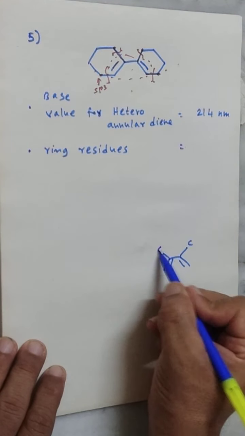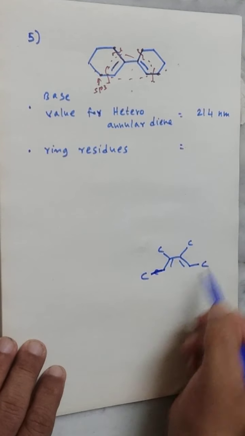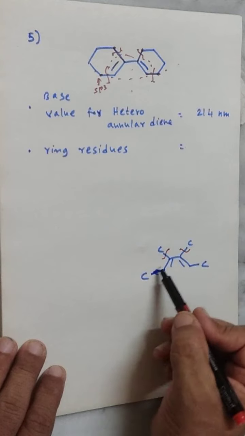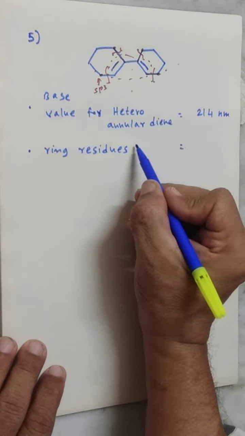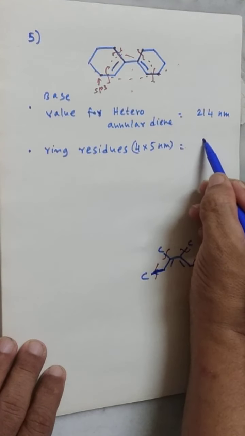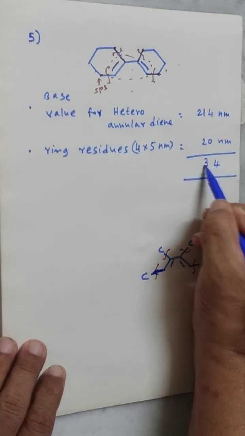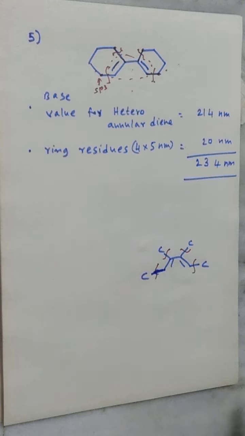See, you have one carbon, you have one carbon. This is attached to one carbon. This is attached to another carbon. So therefore, this is one ring residue, this is one ring residue, this is one ring residue, this is another ring residue. So 4 ring residues are there. So 4 into 5 nanometers is equal to 20 nanometers. So altogether you have 4, 2 plus 1, 3, 234 nanometers. So I will discuss more examples in the next video.